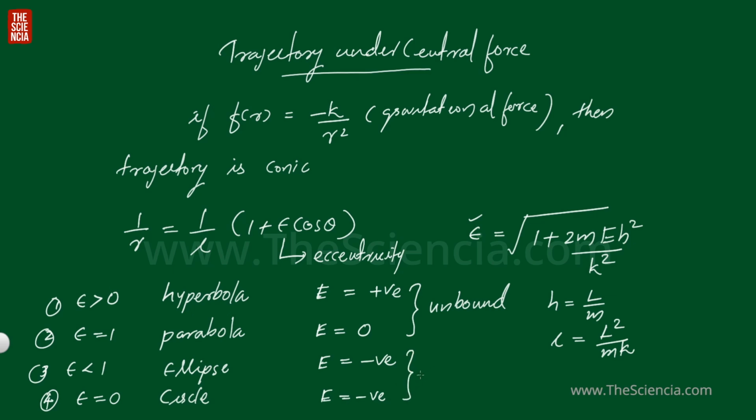So we can say these are bounded motions. See, these orbits, that is elliptical orbits and circular orbits, are closed orbits. So it is a bounded motion. Okay.